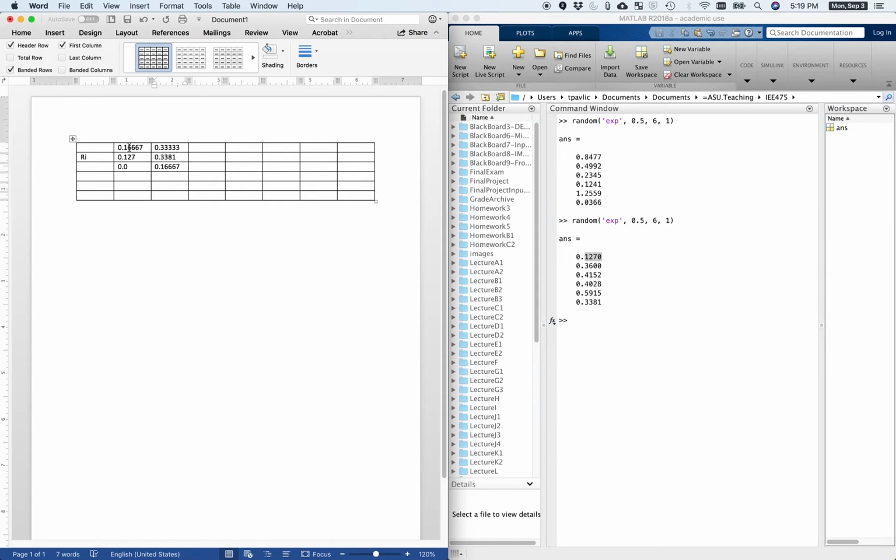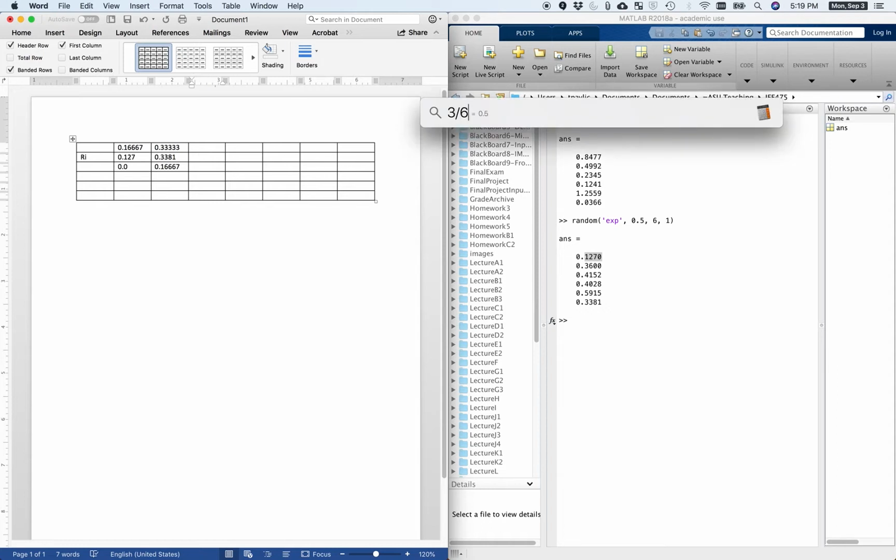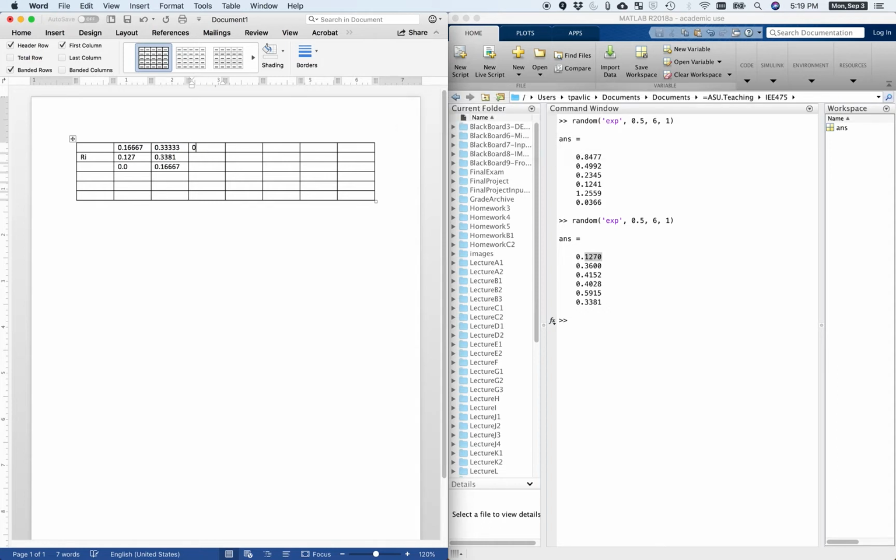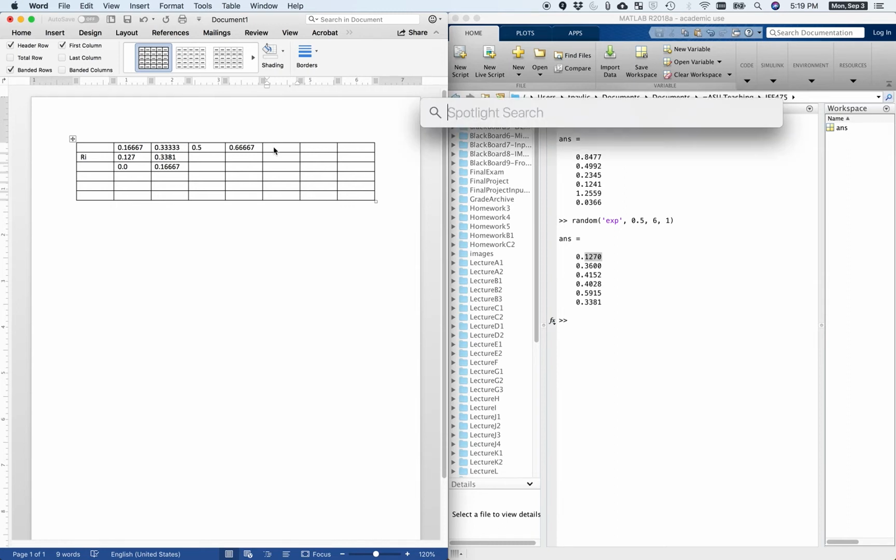The pattern is that across the top, I keep increasing by 1/6, and I choose 1 over 6 because I have 6 numbers. If I had 8 numbers, I would increase by 1 over 8. If I had 4 numbers, I'd increase by 1 over 4. So the next one is going to be 0.5, because that's 3 over 6. Then this will be 4 over 6, which is 0.66667. And this next one, 1, 2, 3, 4, is going to be 5 over 6, which is 0.833333.